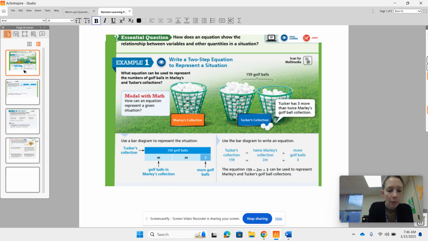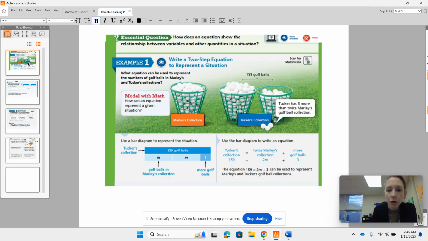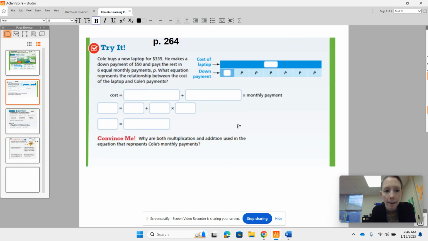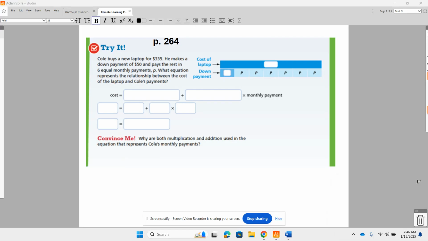This is our first page, page 264. Remember the first part has an example for you to review about some golf balls. And then we have some examples for you to try. So let's do a couple of examples together and hopefully it will help you to be a little more successful from home today. All right, look at this one about Cole.